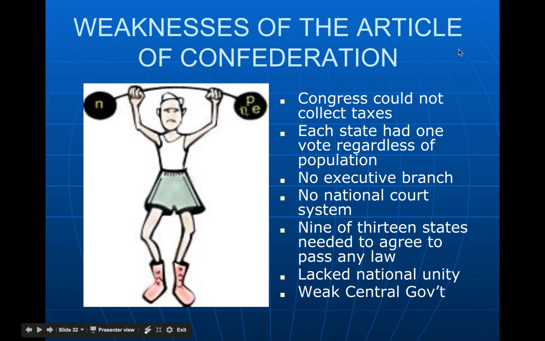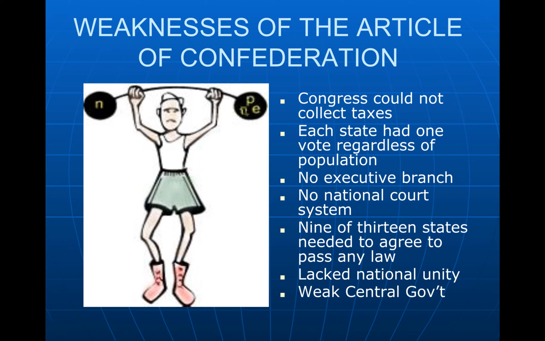The weaknesses of the Articles of Confederation included that Congress was not able to collect taxes, so the colonists were fearful of giving power to the government to collect taxes because of the experiences that they had with Great Britain. And so that was one power that they did not grant to the federal government.